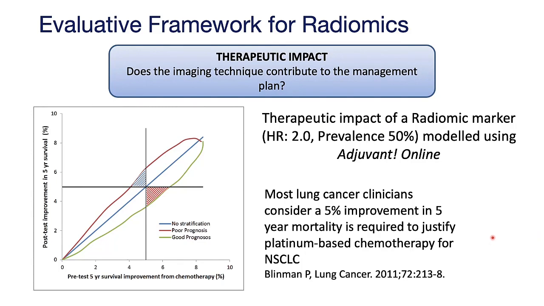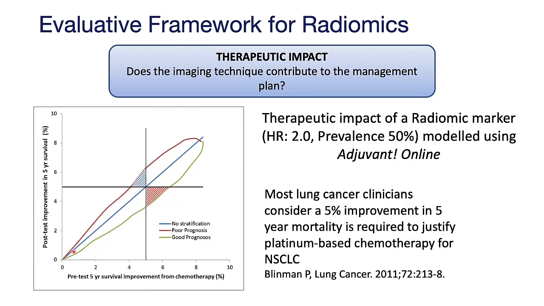impact. And again, this is just modelling the same information, but here with a plot of pre-test 5-year survival improvement from chemotherapy versus post-test. So the blue line is the line of identity. This is without deployment of the biomarker. And it is generally considered amongst lung cancer clinicians that for platinum-based chemotherapy to be worthwhile in patients with non-small cell lung cancer, you need to have a 5% improvement in 5-year mortality. Otherwise, the downsides of the chemotherapy don't justify the benefit. So the green line is the good prognostic group.